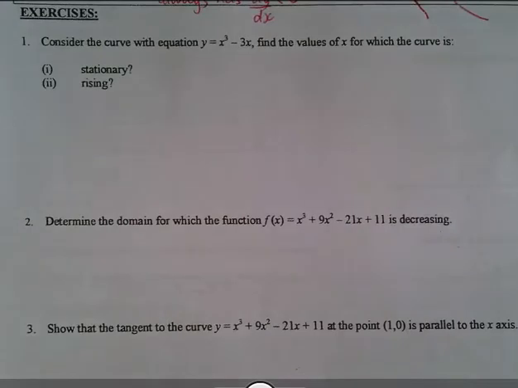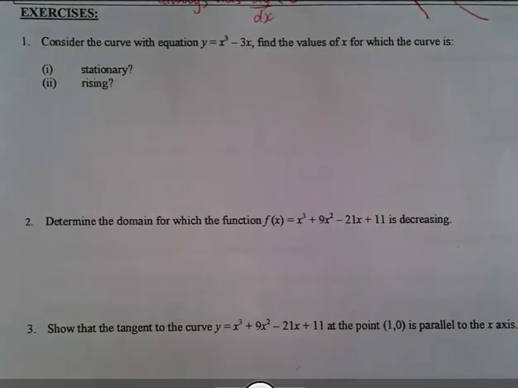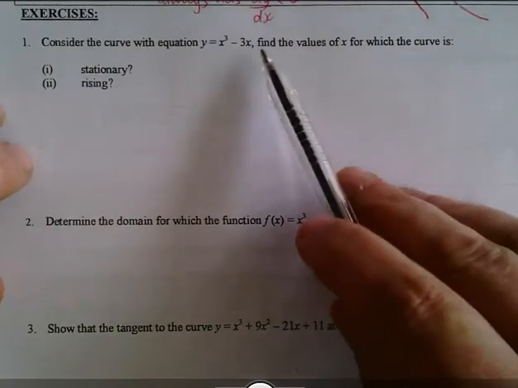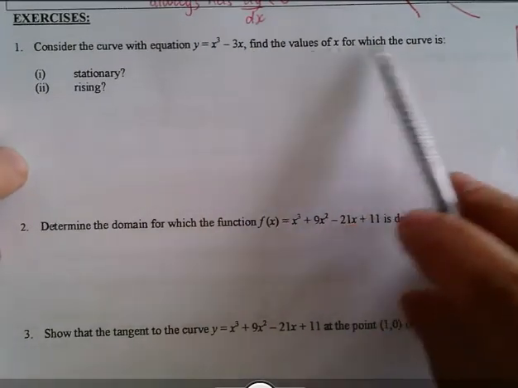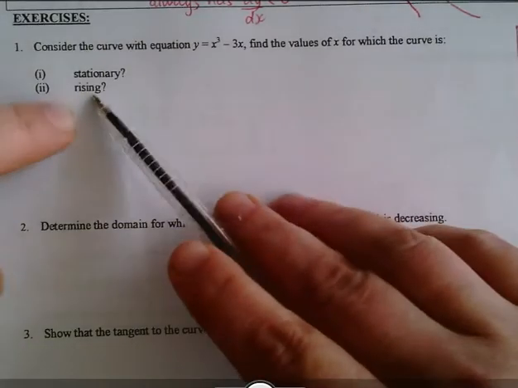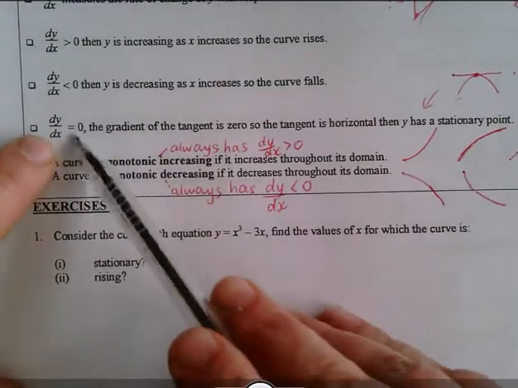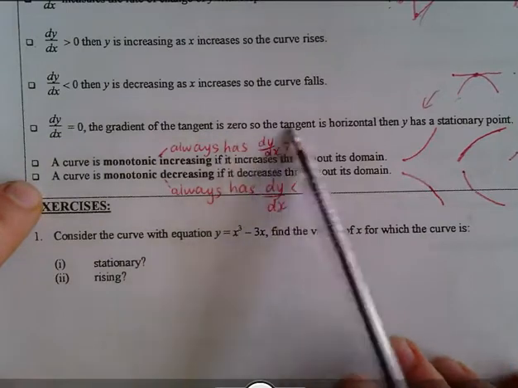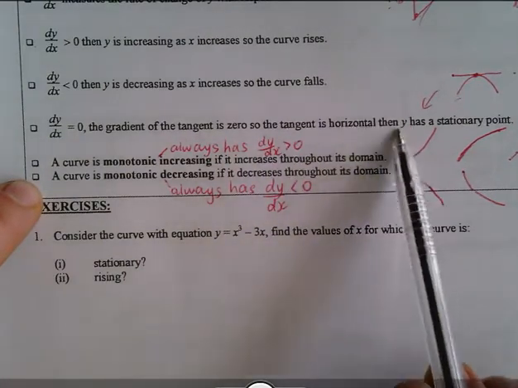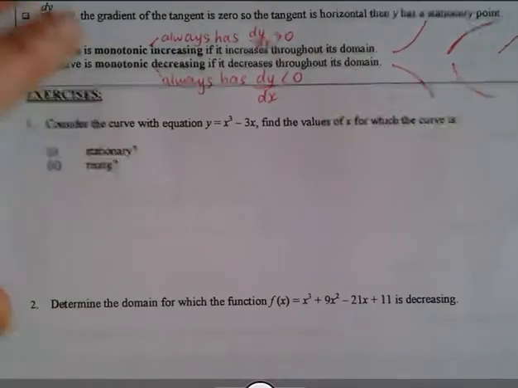Just some examples here. Consider the curve with equation y equals x cubed minus 3x. You know what we're going to do as well? We're going to sketch this later because we know how to sketch it from 3 unit. And it's asking for what values of x. Find the values of x for which the curve is stationary and for which it's rising. Now, if we look back up here, when dy/dx is 0, the gradient of the tangent to the curve is 0, so the tangent is horizontal and the curve is what we call stationary. Okay? So let's have a look.